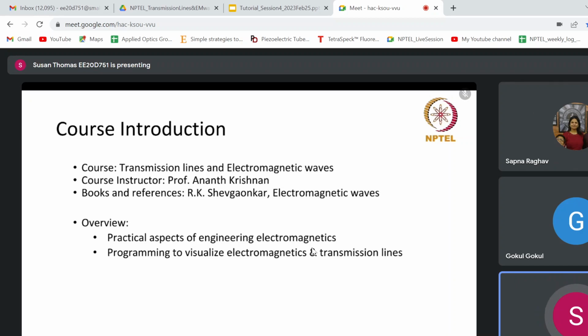Even I have learned electromagnetic theory from a very theoretical perspective. So in this course, they are giving an opportunity to visualize what we learned with programming content added. So this course has two aspects. One is the practical aspects of electromagnetics. Second is you use programming to visualize what you learned in electromagnetics. It is really hard to understand electromagnetics, so that is some perspective.